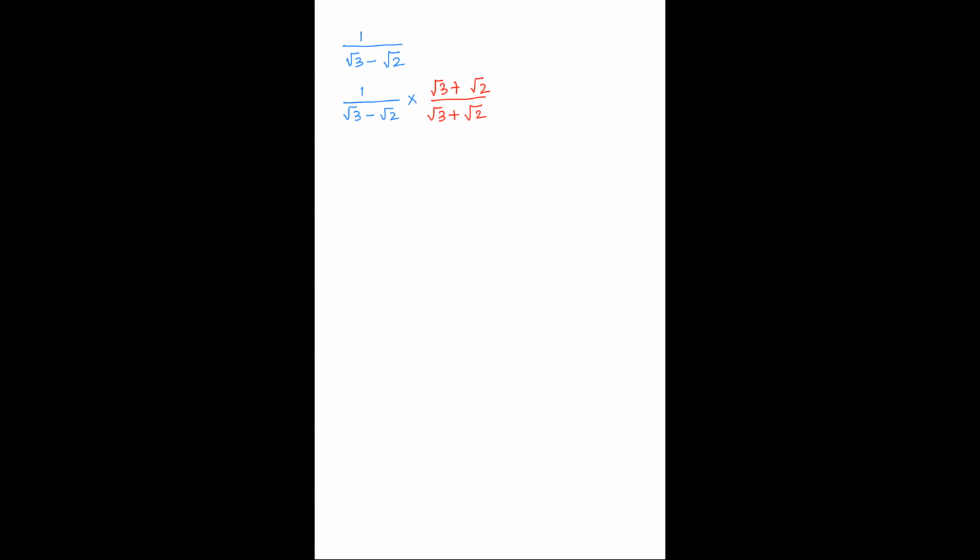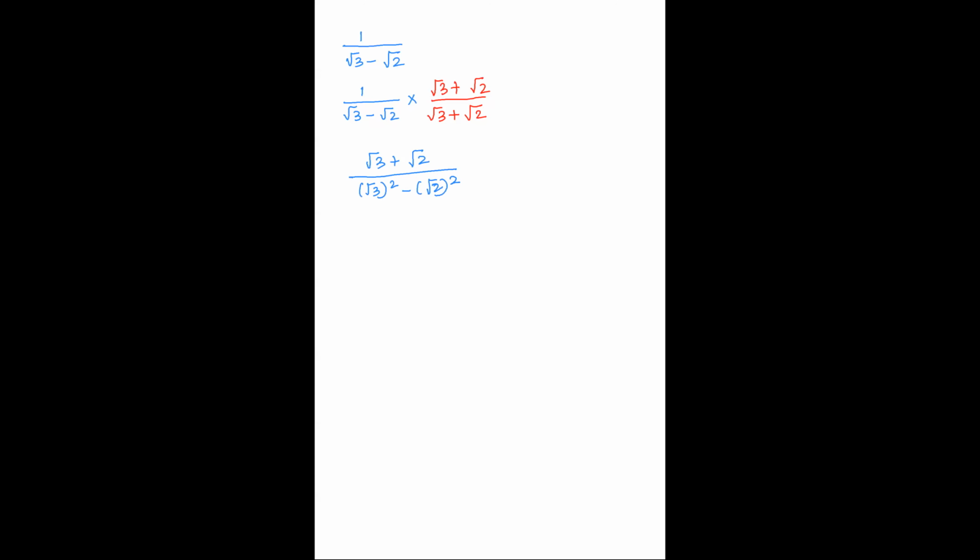Now let us do the multiplication. 1 multiplied by root 3 plus root 2 is as good as root 3 plus root 2. And you check in the denominator, you will have root 3 minus root 2 multiplied by root 3 plus root 2. Yani this is in the form of a minus b into a plus b. Now a minus b into a plus b can also be written as a square minus b square, which you know very well. So here we have root 3 square minus root 2 square.